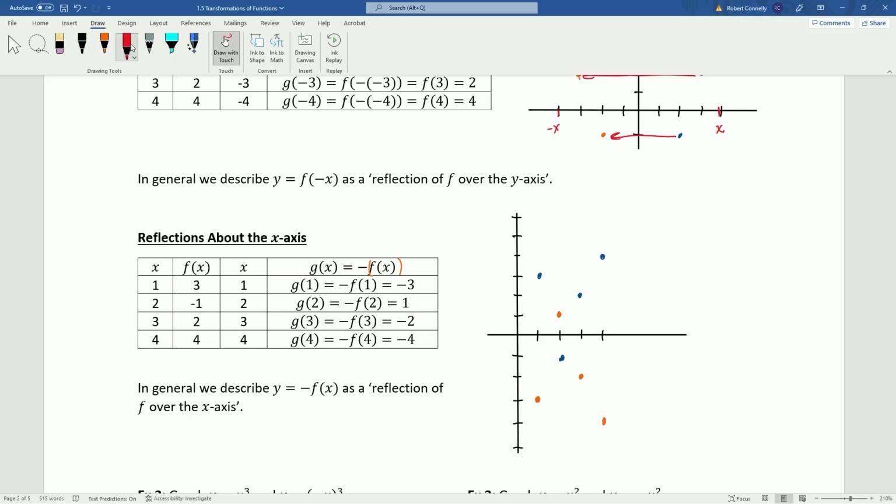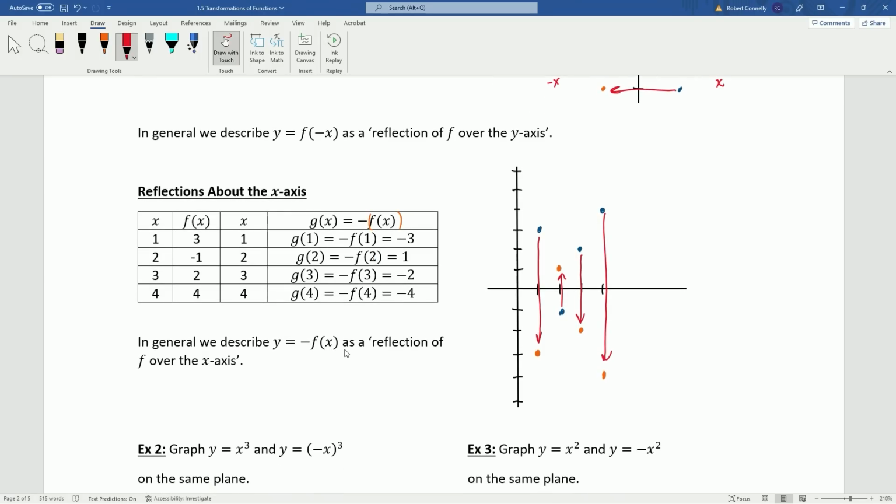All right, so what happened here? Well, each of our values just flipped over the x-axis, which should make sense because we were just taking the previous y value and making that y value negative. So we end up on the opposite side of the x-axis. So in general, we describe y equals -f of x as a, quote, reflection of f over the x-axis.